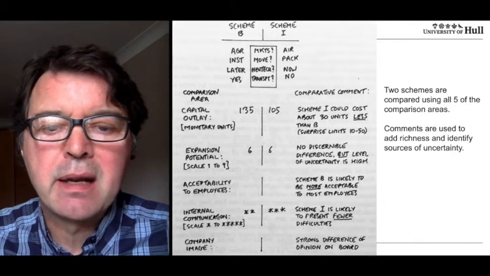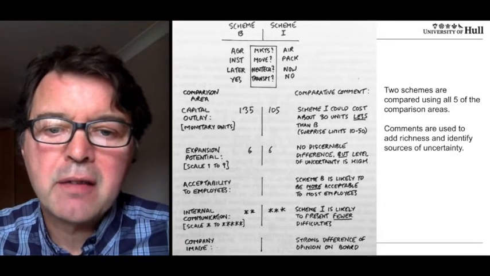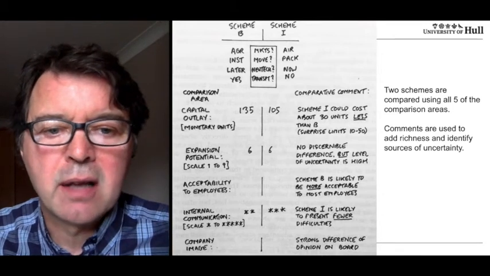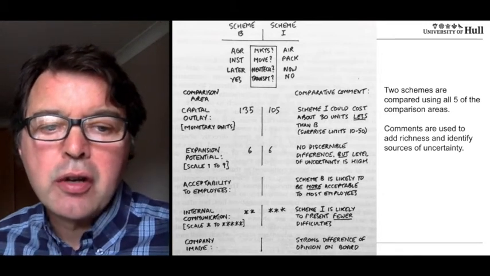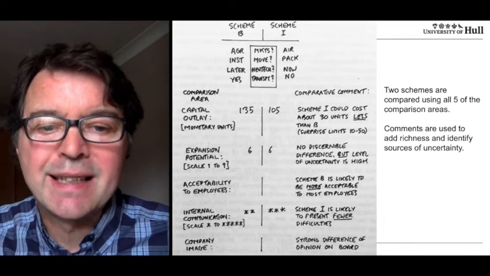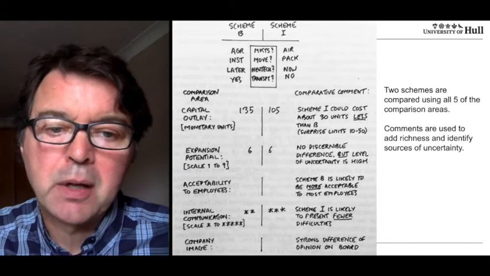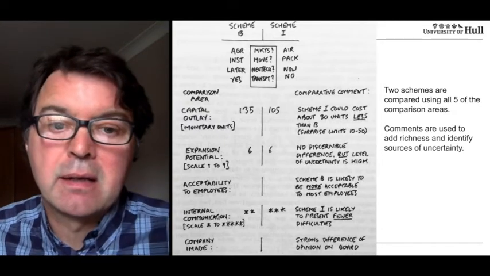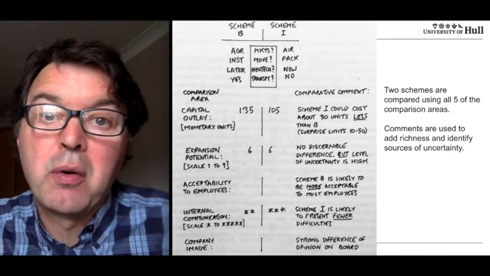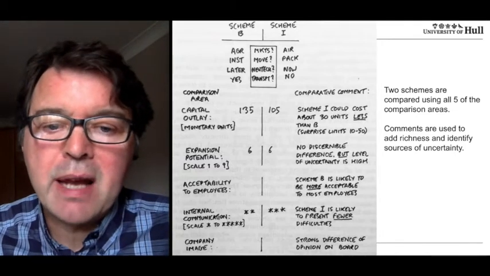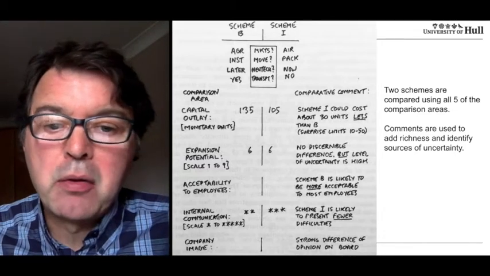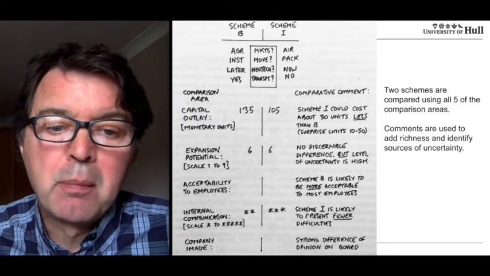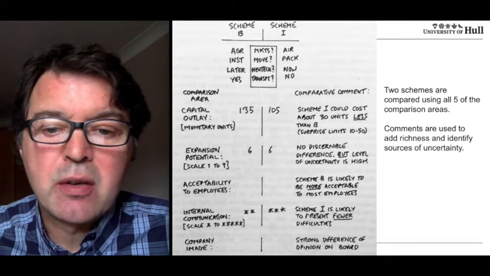Scheme B costs 135 against scheme I at 105. So scheme I could cost about 30 units less than B, and we might put surprise limits there from 10 to 50. So that's a relatively straightforward comparison. Expansion potential, they're both rated at 6, so there's no discernible difference, but the level of uncertainty is quite high.